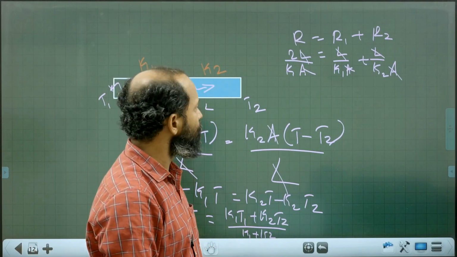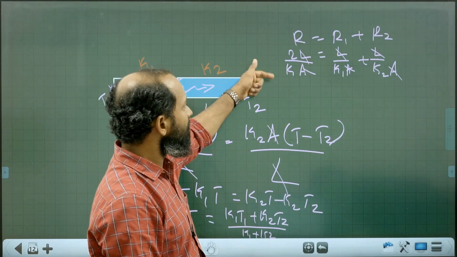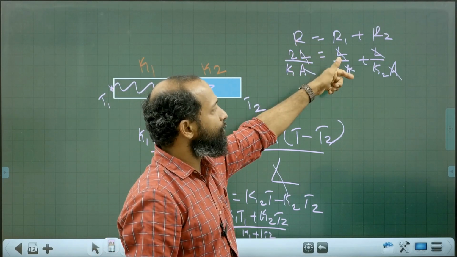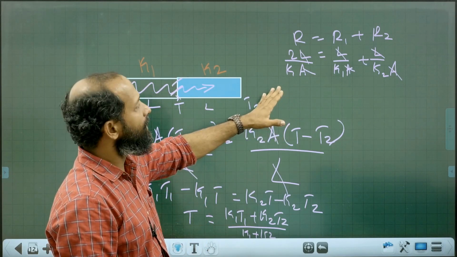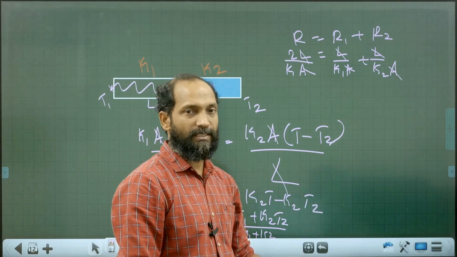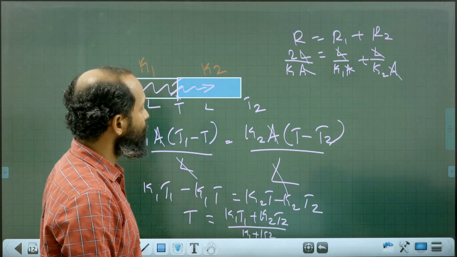Any number of rods you can practice. 3 by K equal to 1 by K1 plus 1 by K2 plus 1 by K3. K equivalent here is equal to 2 K1 K2 by K1 plus K2. That is called the harmonic mean of K1 and K2.